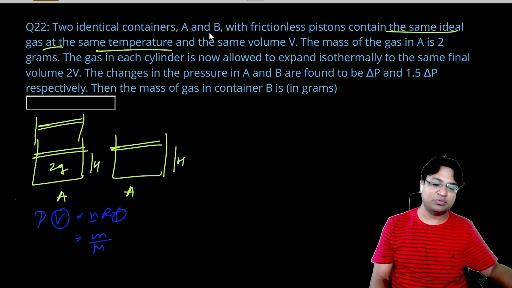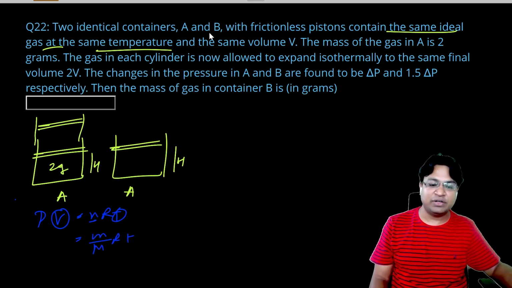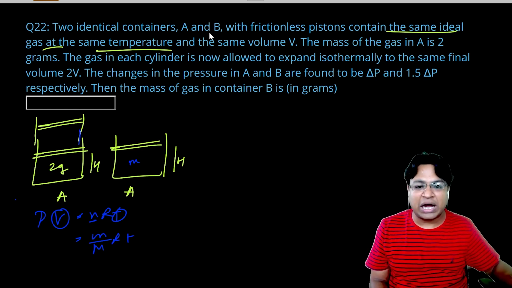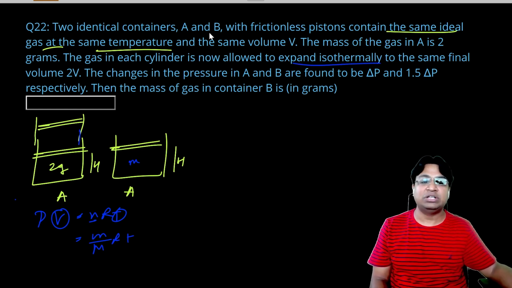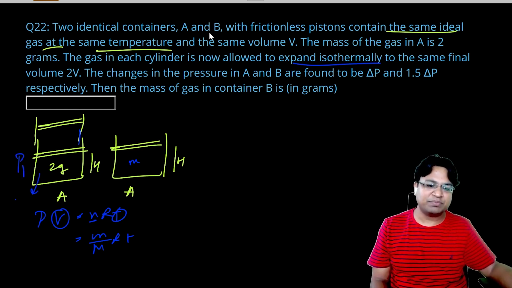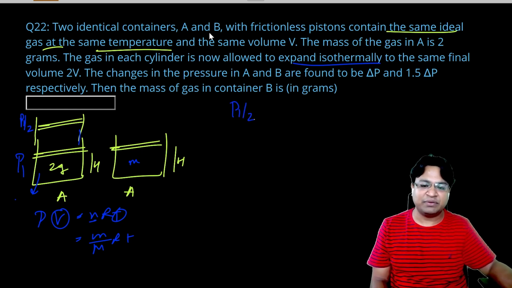N can be written as mass upon molar mass. So the mass of the gas was definitely different. We don't know how much mass was present here. Now understand this. If you are doing isothermal expansion to double the volume, then the pressure will become half. So if the pressure here was P1, the final pressure will become P1 by 2, and therefore the change in pressure will be P1 by 2, which is delta P according to the question.